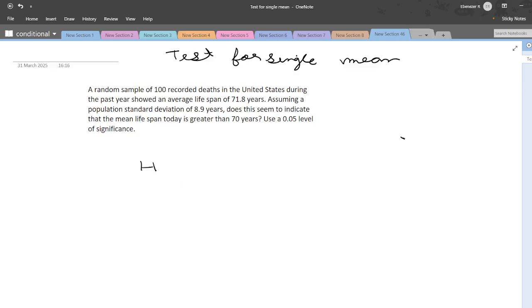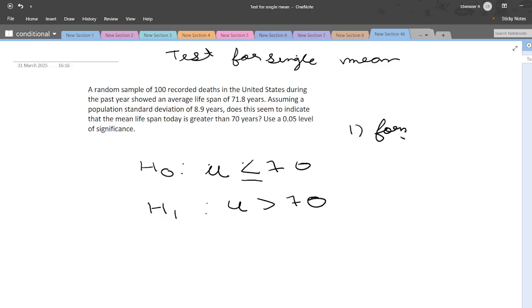So, H naught will be what? H naught will be mu, the mean, equal to 70, and H1 is going to be mu greater than 70, all right? So this is my hypothesis. So the first step is to form the hypothesis.